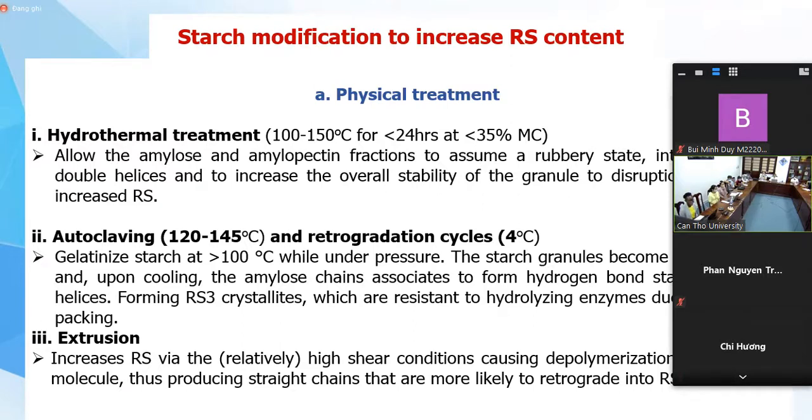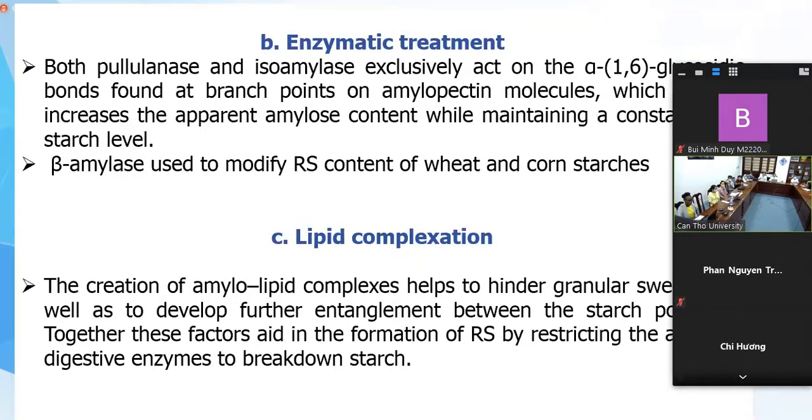The second one is autoclaving and retrogradation. We gelatinize starch at more than 100 degrees Celsius while under pressure. Then the starch becomes fully disrupted. Upon cooling, the amylose chains associate to form hydrogen bond stabilized double helixes. These form resistant starch type 3 crystallites. Then we have extrusion. It increases resistant starch via high shear conditions causing depolymerization of the starch molecules, thus producing straight chains that are more likely to retrograde to resistant starch 3 also.